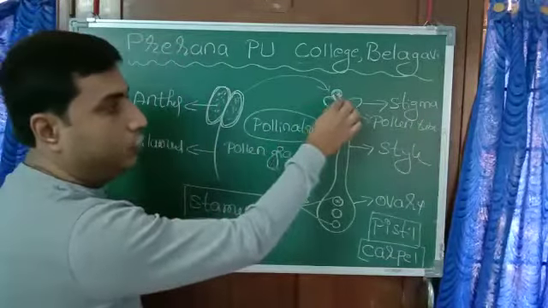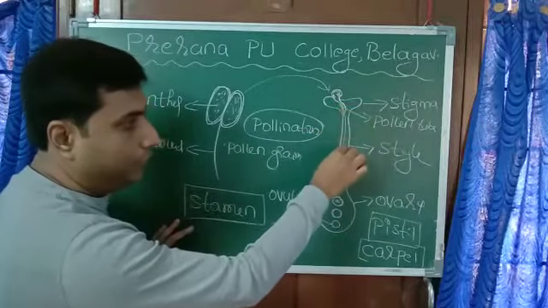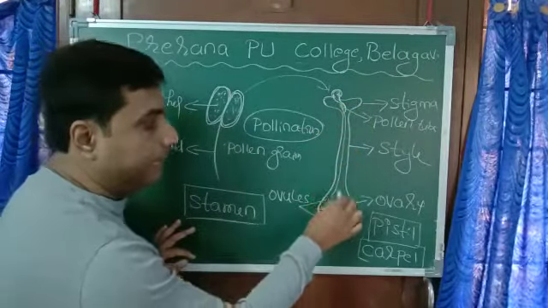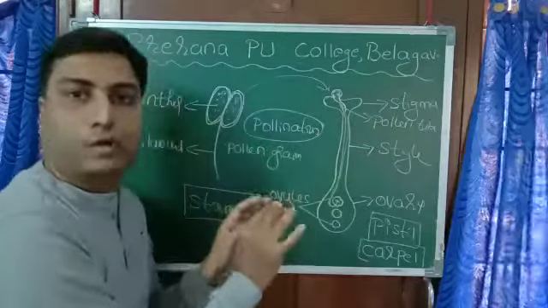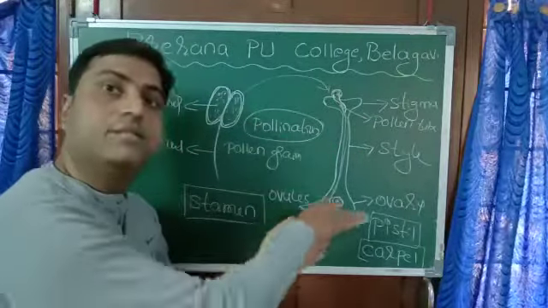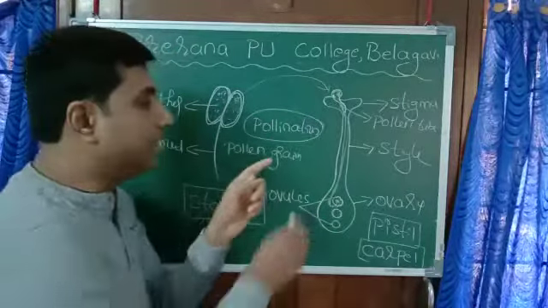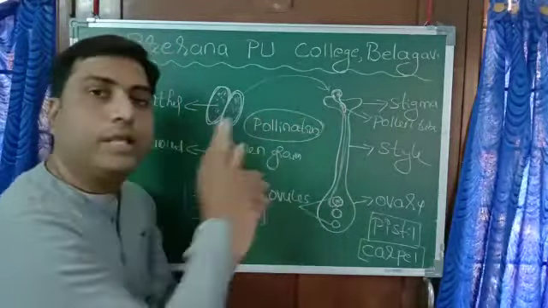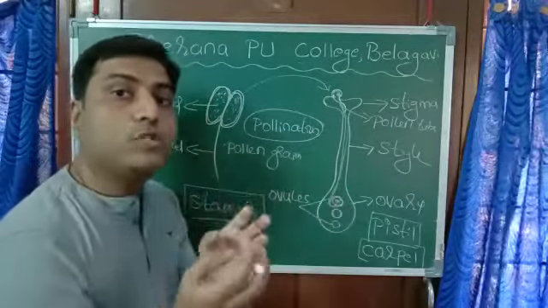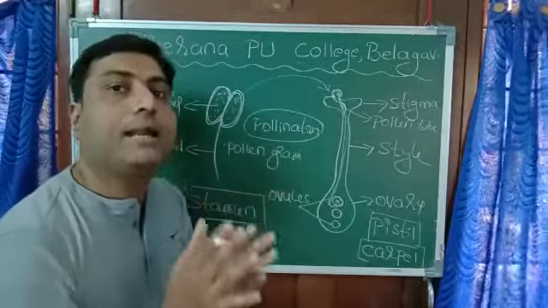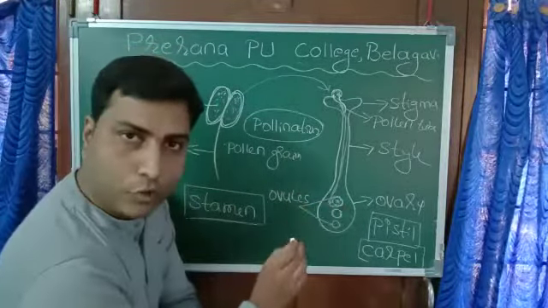This pollen tube grows down along the style, grows like this and enters into the ovule. When the pollen tube enters the ovule, the male gametes present in that pollen tube also enter the ovule. Thus, inside the ovule, fusion of male and female gamete takes place. Fertilization takes place inside the ovule.